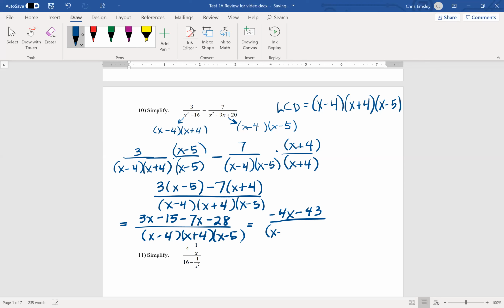One common mistake I see here, a lot of times people will skip this step, which is fine, but you need to be careful that when you do this distribution, you are distributing a negative 7, okay, because it becomes a minus 7x and also a minus 28. That's a really common error that I see on a problem like this.